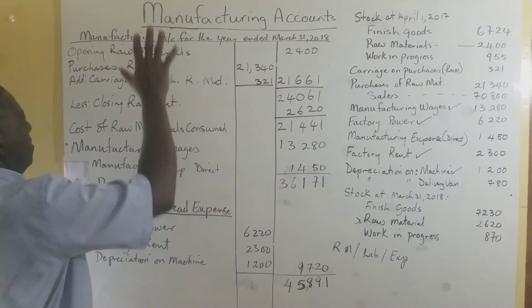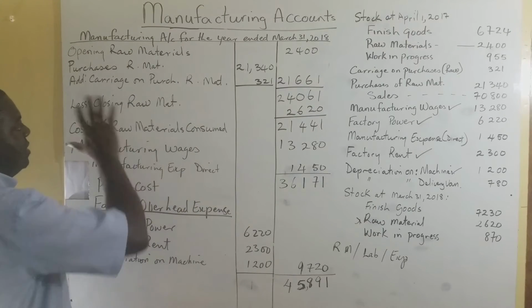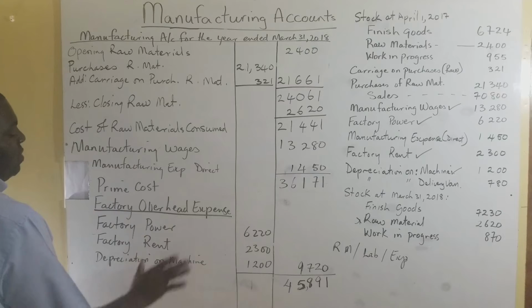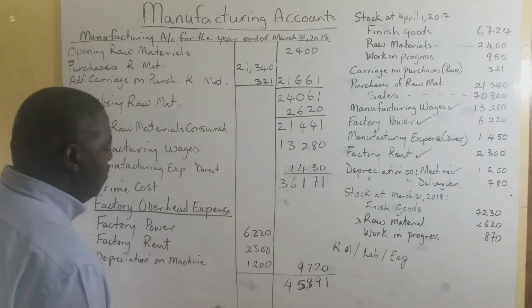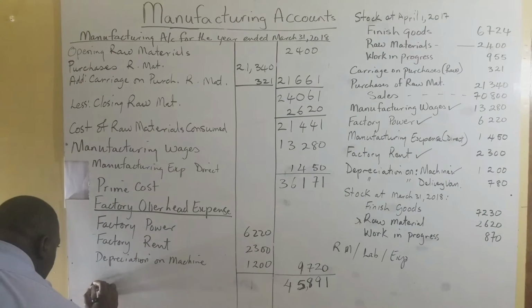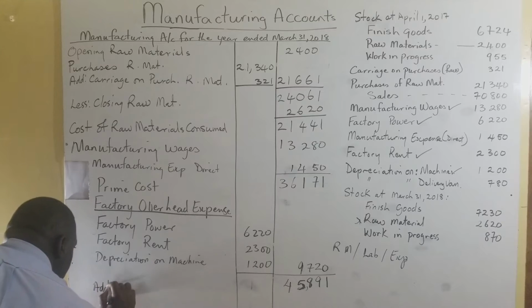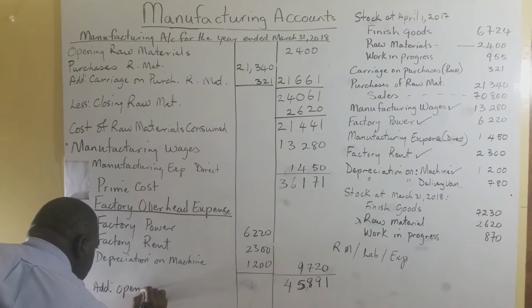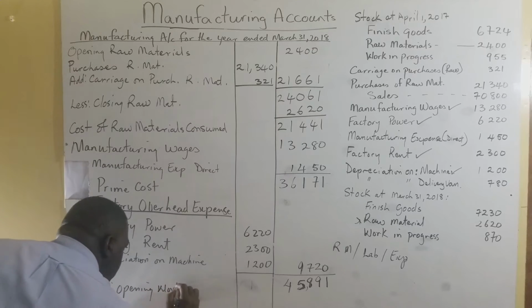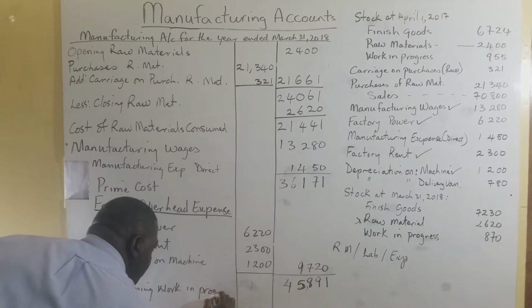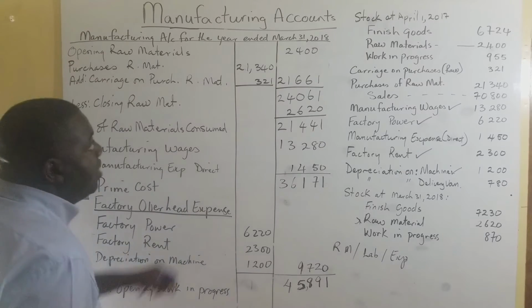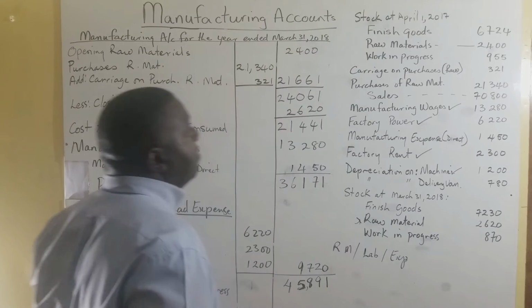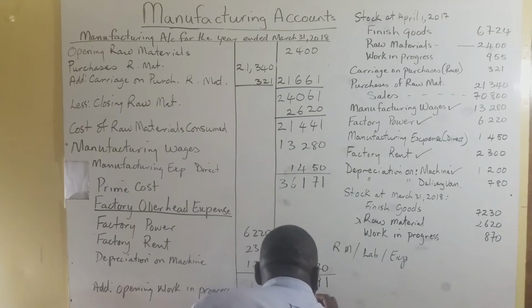The manufacturing section here, which is the direct cost, the factory overhead, and the third segment is the work in progress. So we're going to add the opening work in progress. The opening work in progress is up here. That is 955. 955. Let's do the addition.